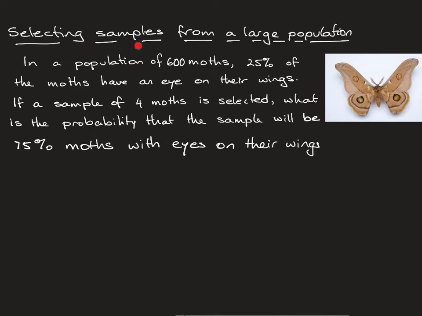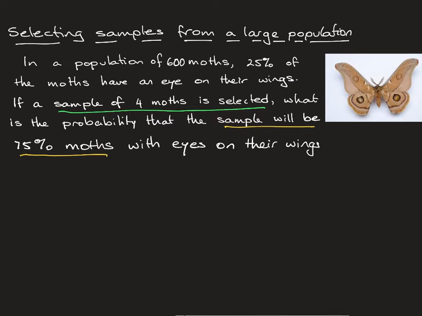So let's start by selecting some samples from a large population. So we've got a population of 600 moths. Here's a bogong moth over here. 25% of the moths in that 600 moths have an eye on their wing, referred to as an eye on their wings. If a sample of 4 moths is selected at random, what is the probability that the sample will be 75% moths with eyes on their wings?